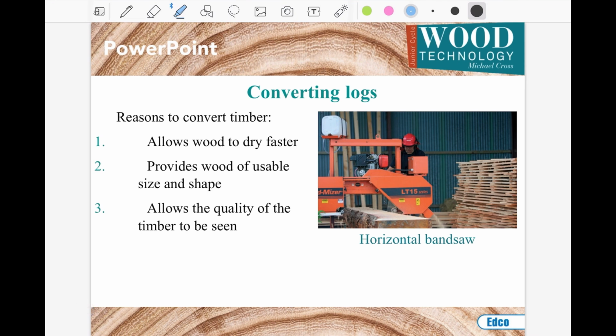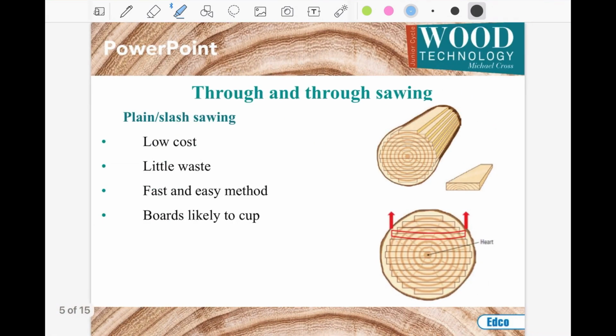Reasons to convert timber. Horizontal bandsaw is a key phrase. You will use that again in answering your question. So you say that the sawmill will use a horizontal bandsaw in order to do the conversion. And when we do the conversion, dry faster is a keyword. And by the way, keywords aren't words that you don't necessarily know the meaning of. They're words that you will use when answering a question on this topic. Provides wood of usable size and shape is a key phrase as well. Quality is a keyword. Allows the quality to be seen. Keyword, key phrase.